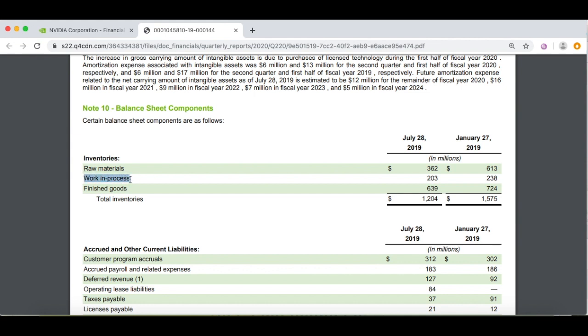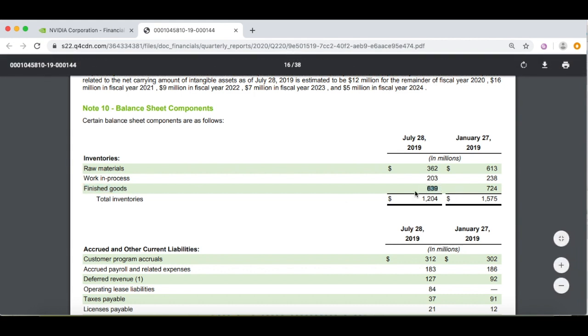Something like that is a work in progress, whereas a finished iPhone is boxed up, ready to be sent to the United States or sent to the AT&T store or whatever to be purchased. Now, my point here is if the company has a lot more raw materials, might not be a bad thing. If these finished goods don't sell, well, guess what? This number, 639 million, it's not even worth close to this.